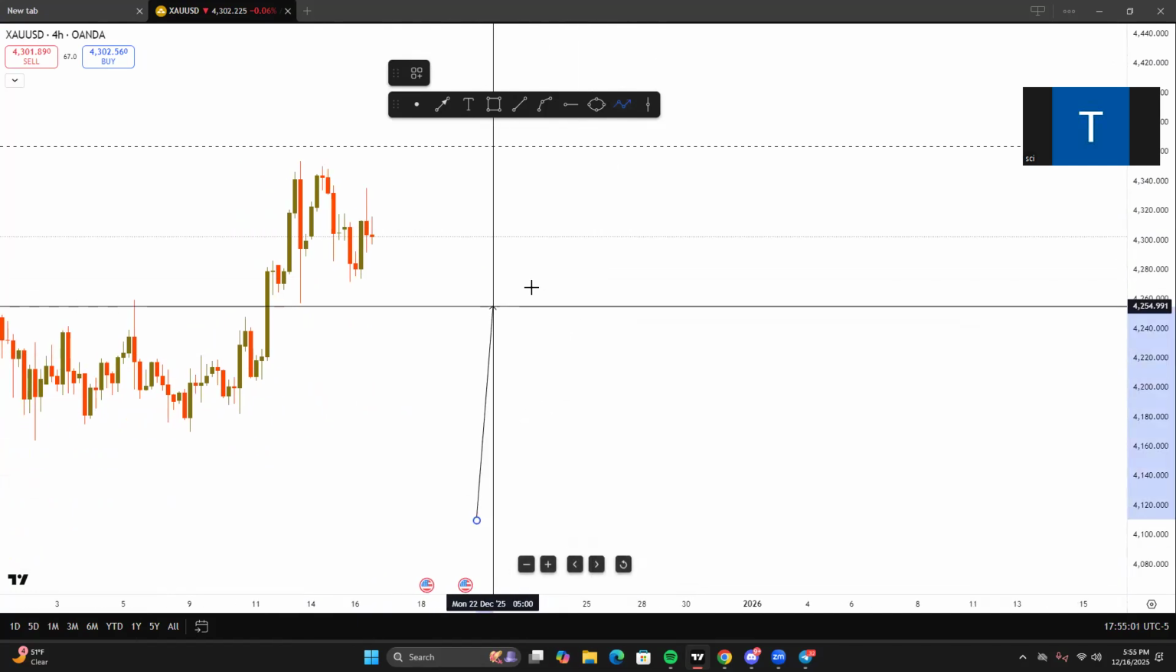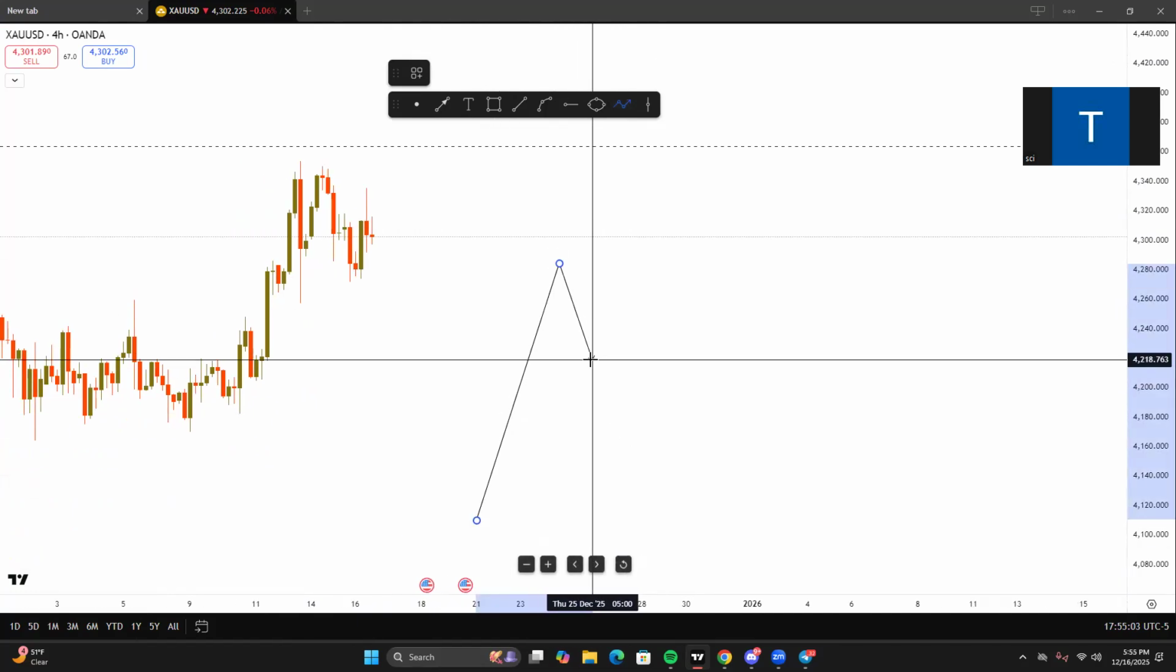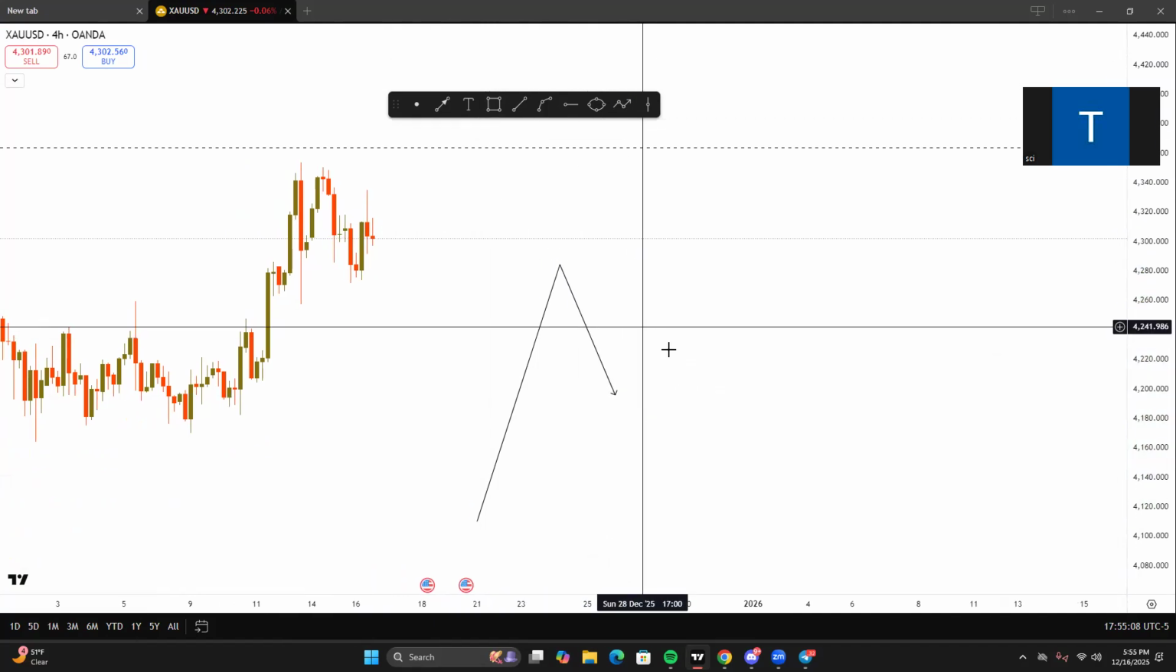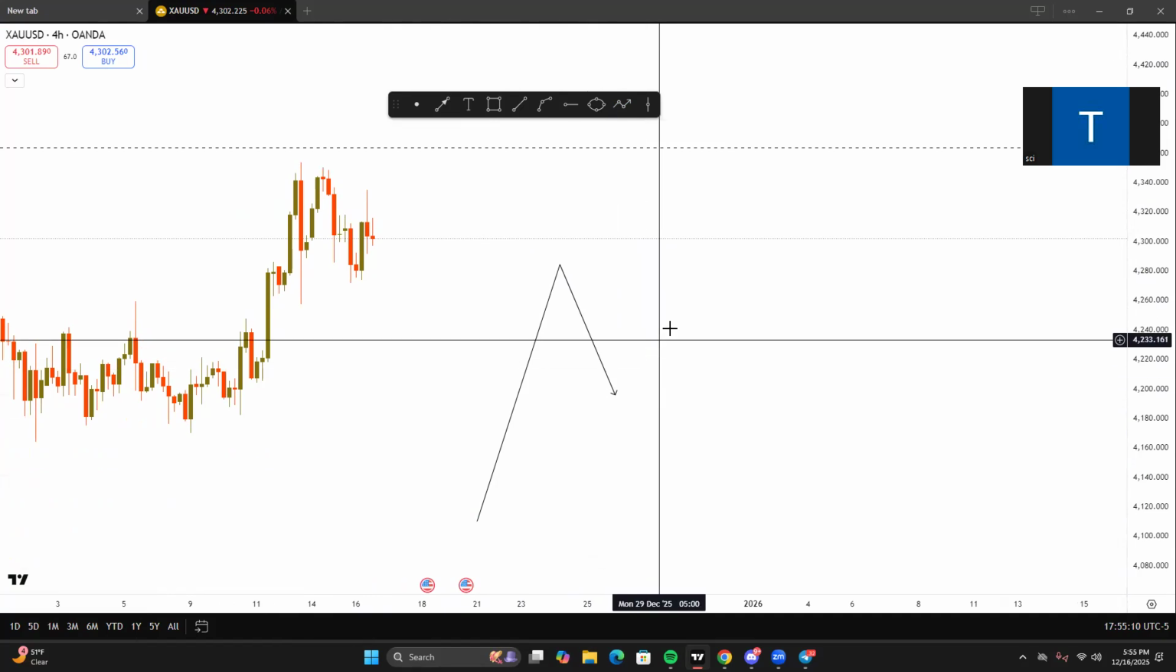So let's do it this way. Maybe this could help you. Let's say price makes a new high, right? And then it corrects, right? The moment that it stops correcting, I want you guys to do this.